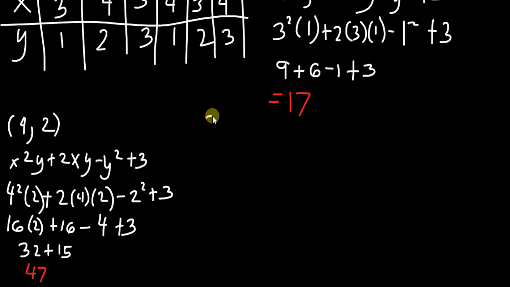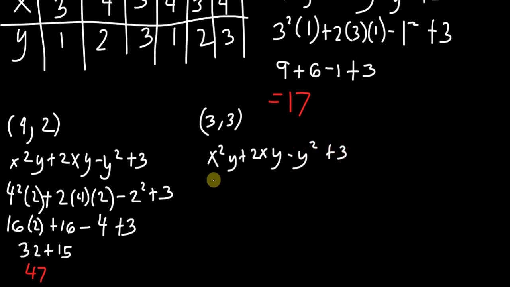Next, 3 and 3. So that is x square y plus 2xy minus y square plus 3. So x is 3 square times y is 3 then plus 2 times 3 times 3 minus 3 square plus 3.